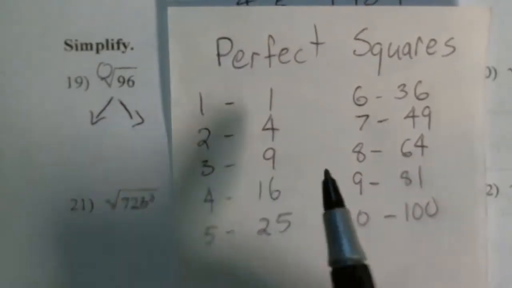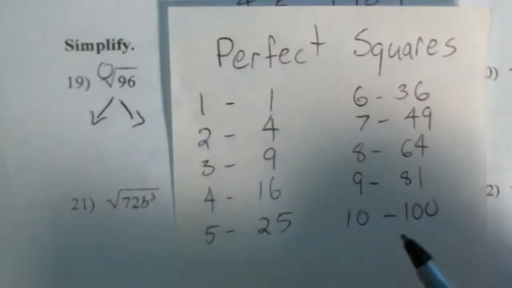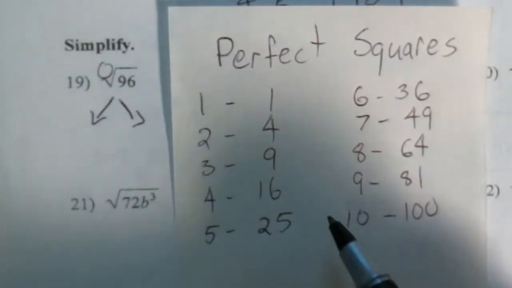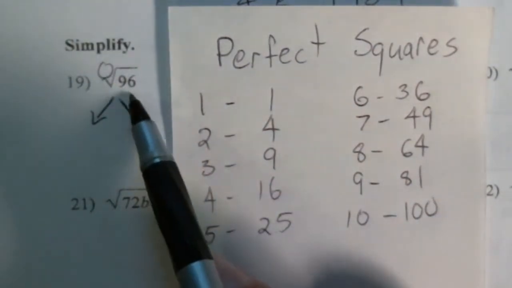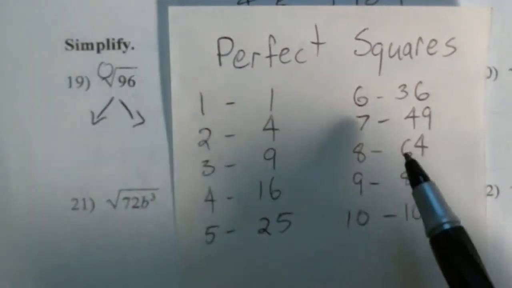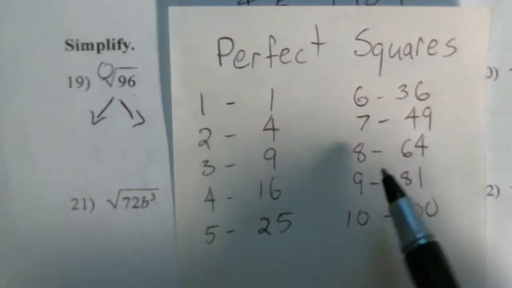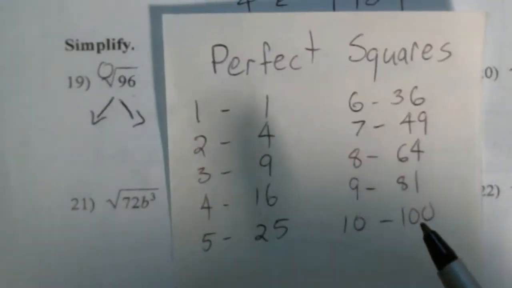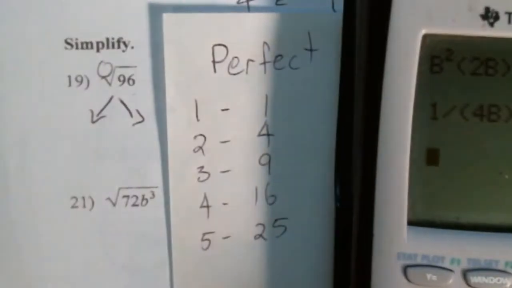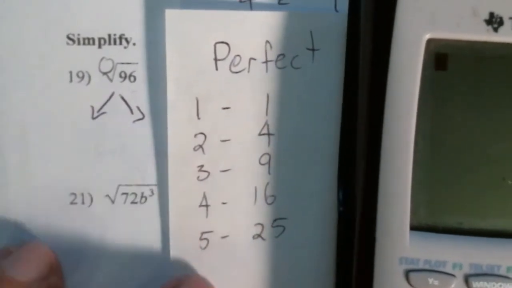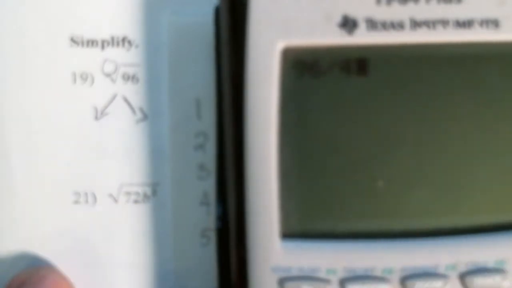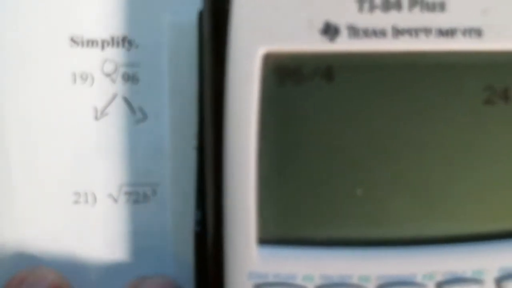I'm looking to see which of these perfect squares, I'm looking for the highest perfect square that divides evenly into this number. Okay, and some of you guys, it might not be that clear what highest number goes into it. And if you're not sure, just use your calculator. Okay, so we need the highest one. So 4, that probably goes. Let's try it. Let's type it in. 96 divided by 4. Does that go? Sure does. It goes evenly.